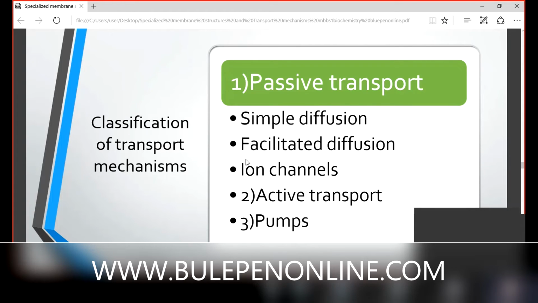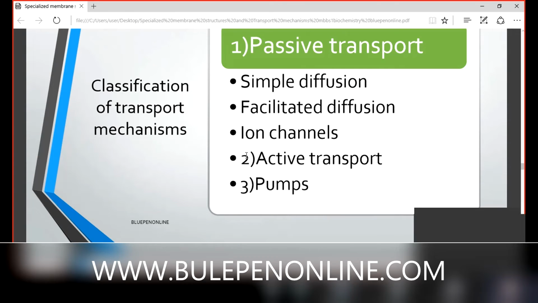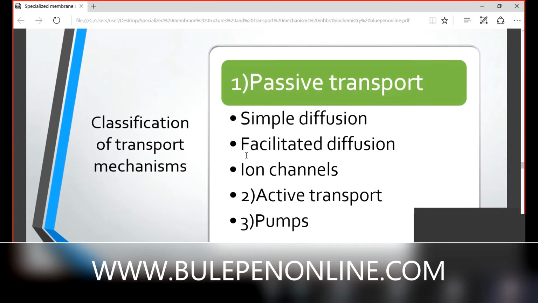Which are the other areas coming under passive transport? Simple diffusion, facilitated diffusion, and the third one, ion channels. Then in the case of active transport, what are the areas that we will discuss later? The third one is pumps. So that's about the classification of transport mechanisms: passive transport, active transport. Passive transport: simple diffusion, facilitated diffusion, ion channels. Active transport, and the third one is pumps.